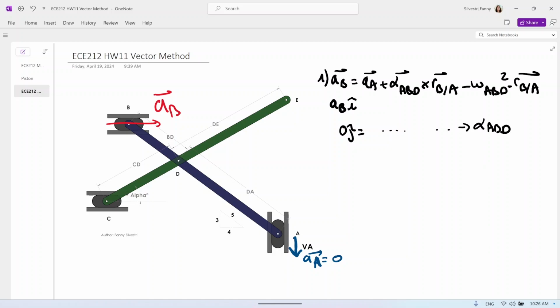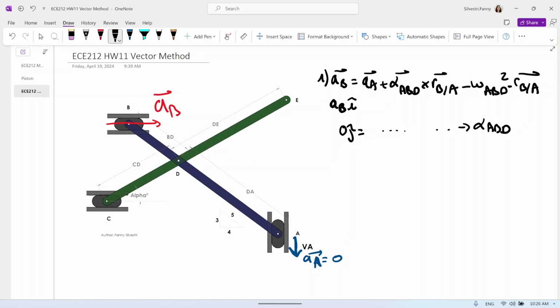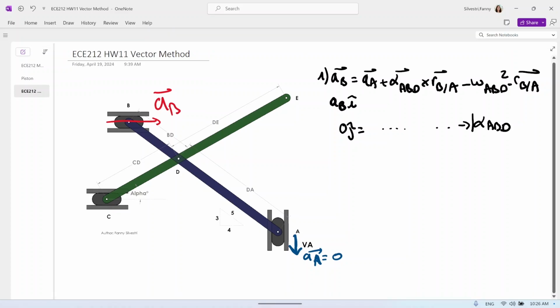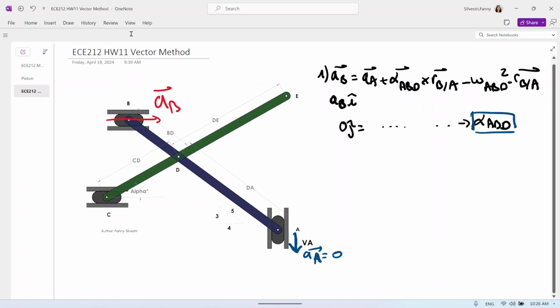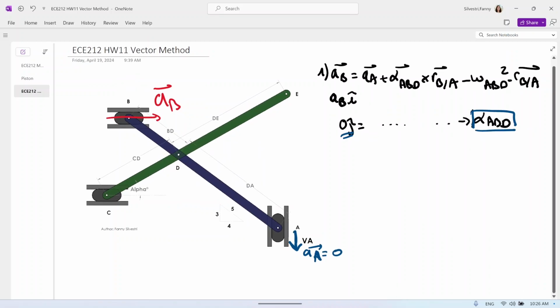Alpha ABD is not 0. In fact, it's quite a lot. So step number one, you will solve for alpha ABD using the equation of acceleration between B and A on J. And step number two, you solve for AB, that is just on X. So remember, one vector equation leads to two scalar equations. You just need to be strategic.